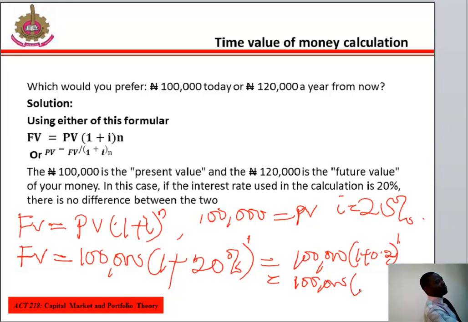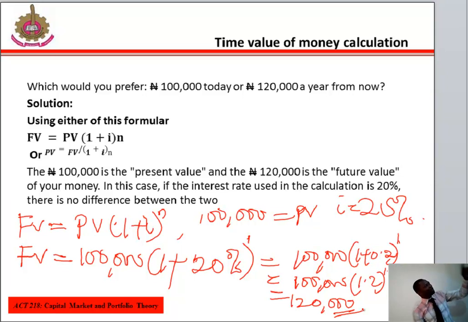So we have 1.2. So the final answer is 120,000. In this case, if you receive 100,000 naira today and you receive that same 100,000 in a year's time, the value of that 100,000 today and the 120,000 that you receive in a year's time have the same amount. Either you receive that 100,000 naira today, or you receive 120,000 a year from now, you still get the same thing.